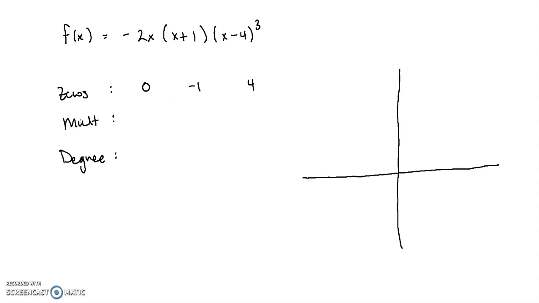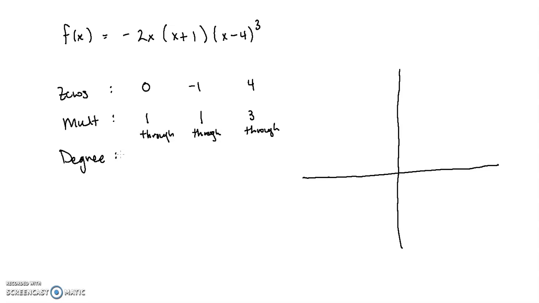And then the multiplicity, remember, you get that from the exponent. So for the 0 at 0, we have exponent 1. At negative 1, we have exponent 1. And at positive 4, we have exponent 3. So all of these are odd, and that means that our graph is going to go through all of them. Through. Okay, so we're going to go through all of our zeros.